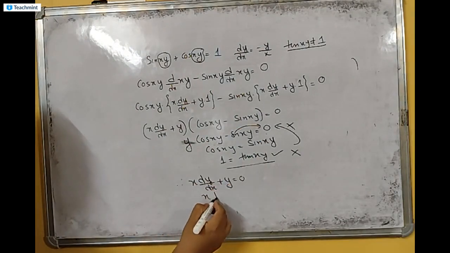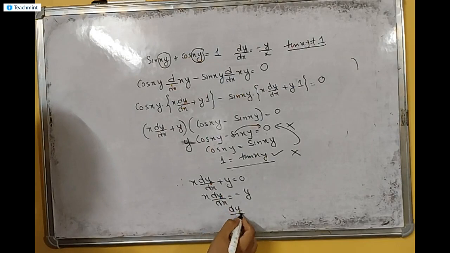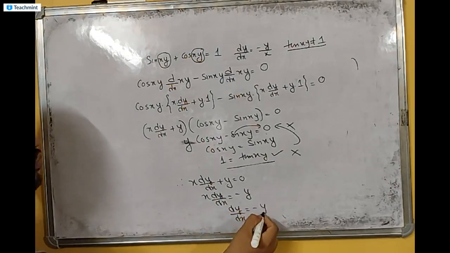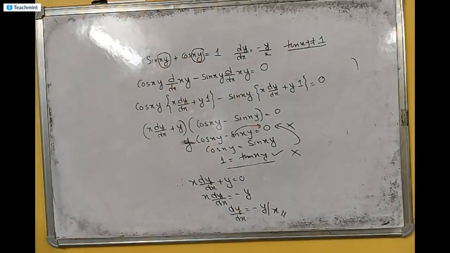So taking that, x dy by dx plus y then becomes minus y. So we have dy by dx is equal to minus y by x. So this is how you differentiate an implicit function.